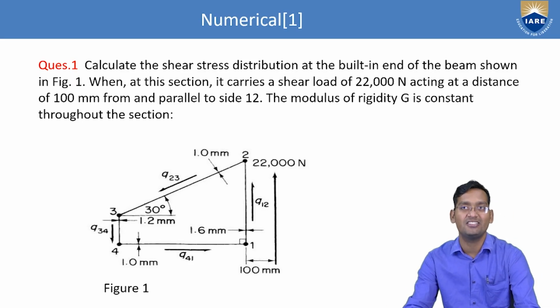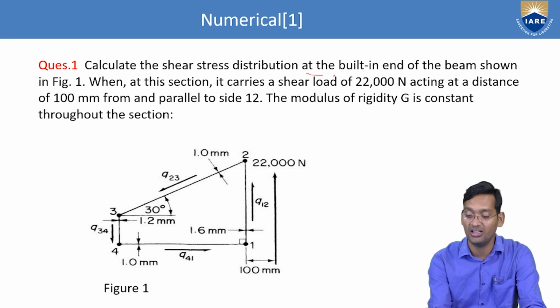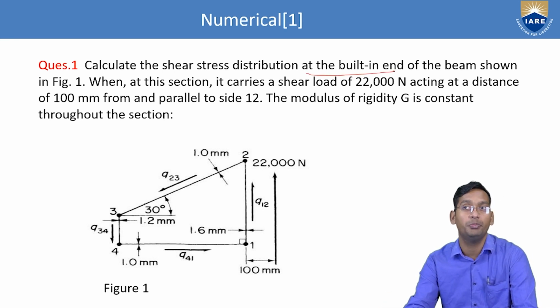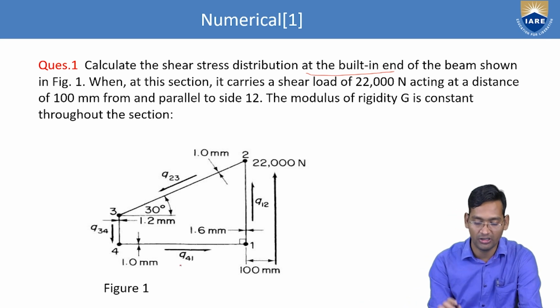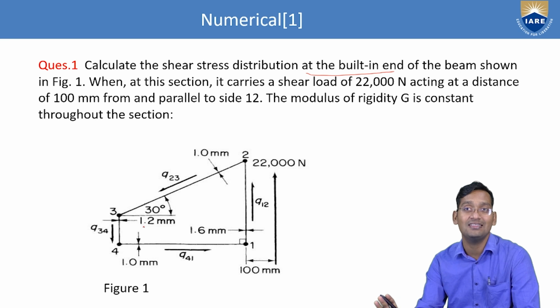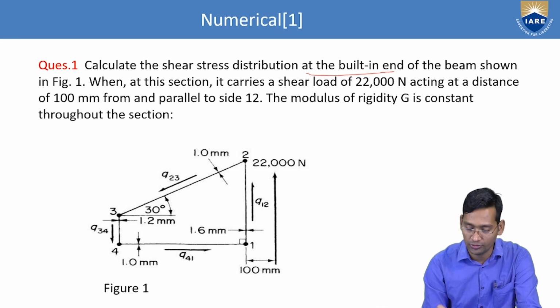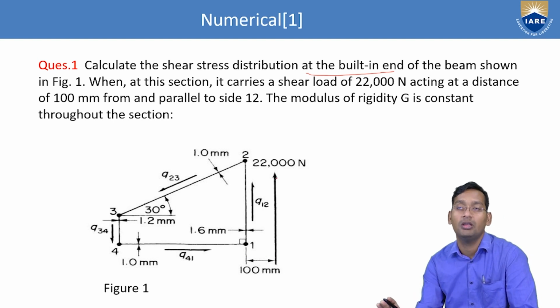Calculate the shear stress distribution at the built-in end. We have already seen the derivation for the built-in end of the beam shown in figure 1. So here figure 1 is there. For this figure, when this section carries a shear load of 22,000 Newton acting at a distance of 100 mm parallel to side 1, 2. So just see, here is 1, 2. At a 100 mm distance, this 22,000 Newton is acting.